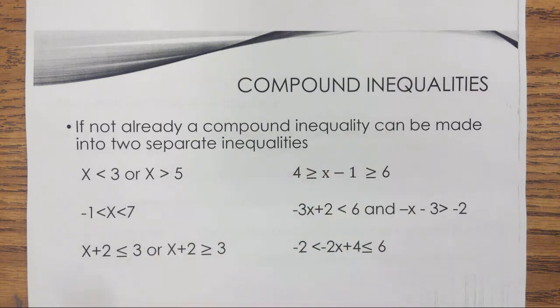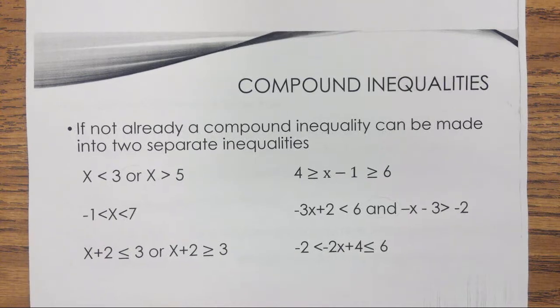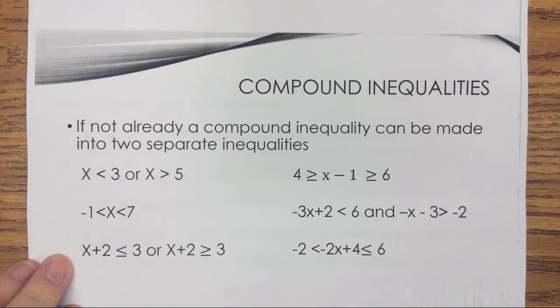So, as I said a second ago, a compound inequality is two or more inequalities put together, and it's typically separated by the word or the word and. Okay? And this is typically how they'll look when you're messing around with them.